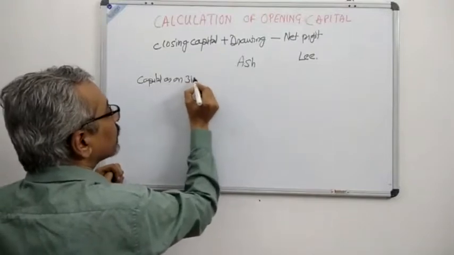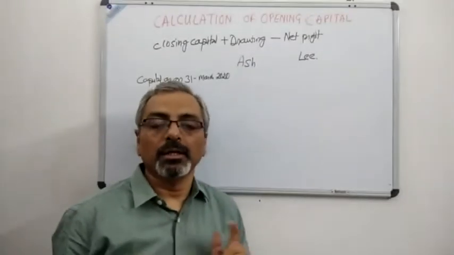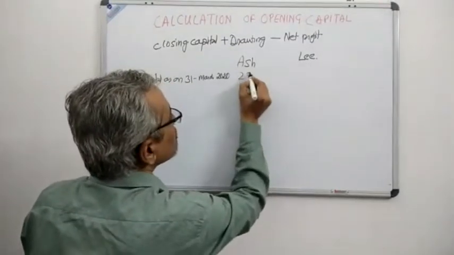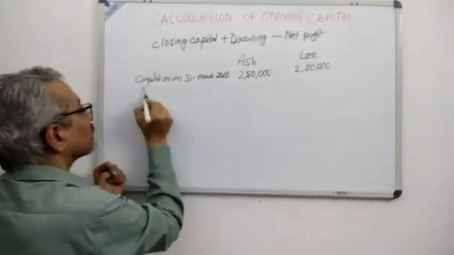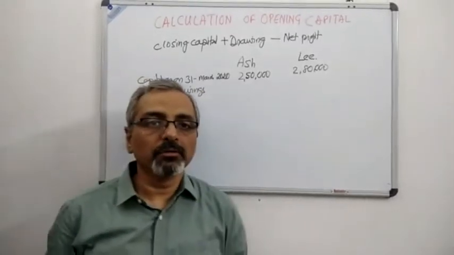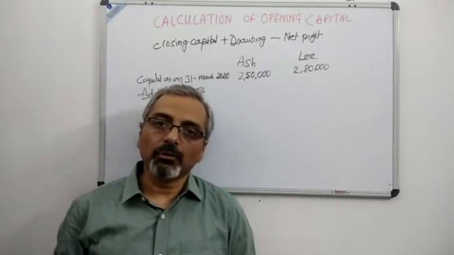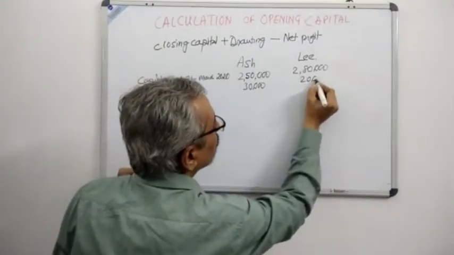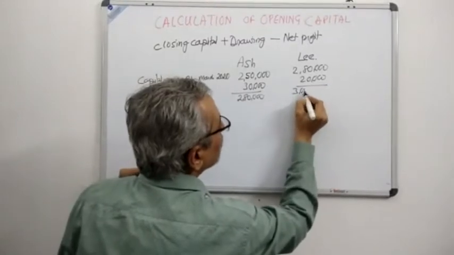So there are two partners, Ash and Lee, and their capital as on 31st March 2020: the capital of Ash was 2,50,000 and the capital of Lee was 2,80,000. With that, we will add drawings. The drawings given to us are 30,000 for Ash and 20,000 for Lee. So we are adding 30,000 here and 20,000 over here. As a result, we get 2,80,000 and 3 lakh.